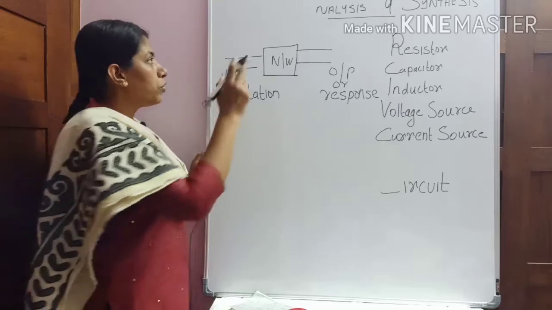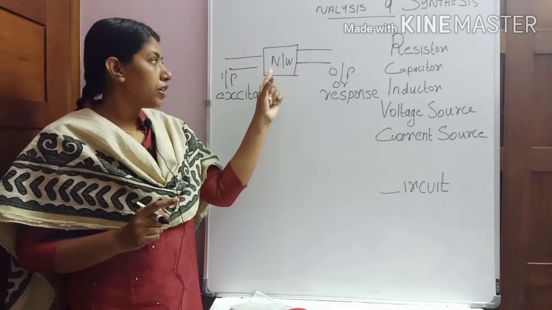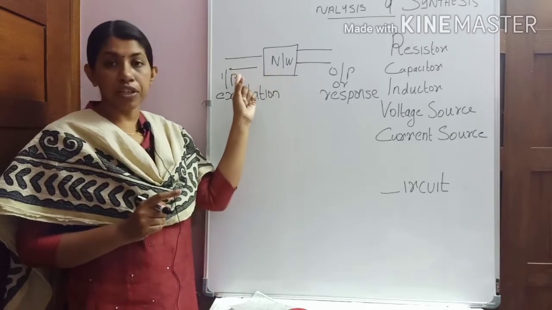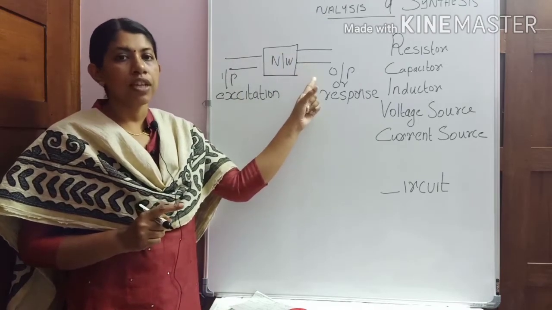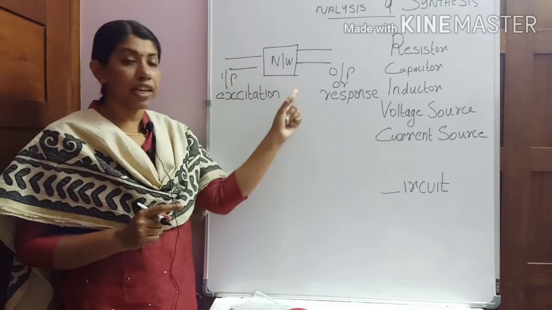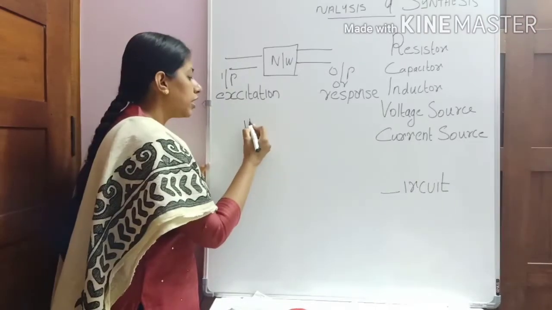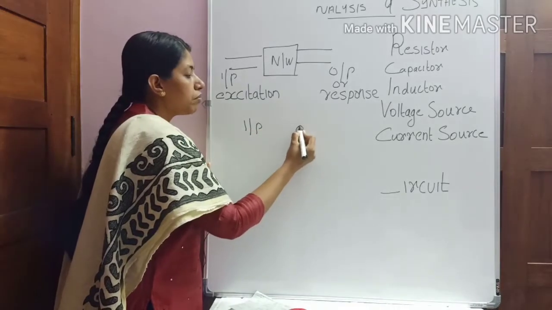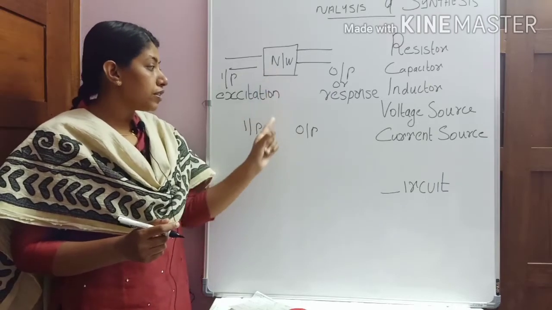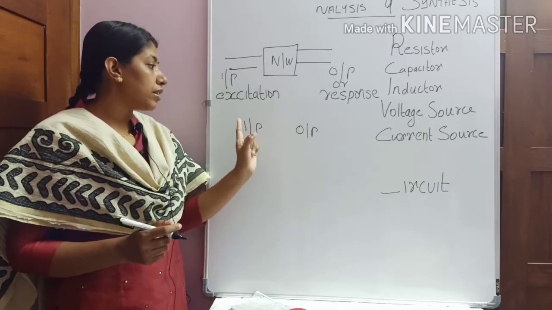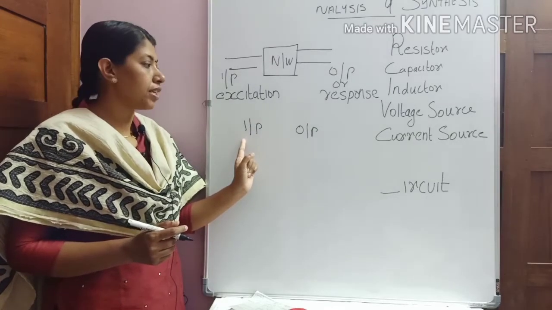So what do we mean by network analysis? Network analysis means we are given a particular network and this network is given a particular input. If that is the case, you have to determine the output of the network. That is what is called network analysis. And by network synthesis we mean that we will be given a particular input and we need some particular output. So you have to design a network in such a way that it produces this output for this particular input. That is called network synthesis.